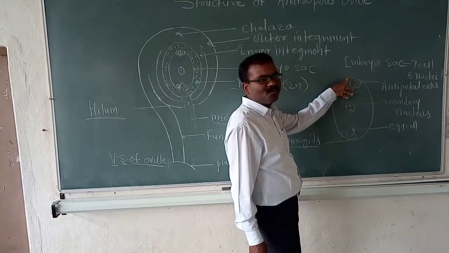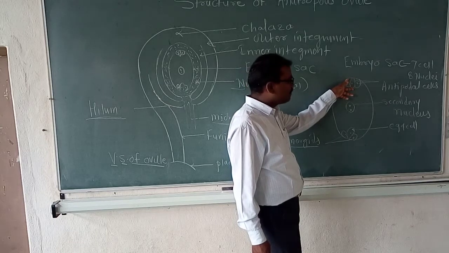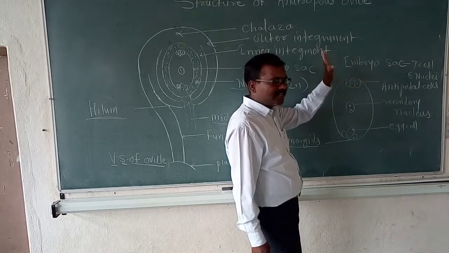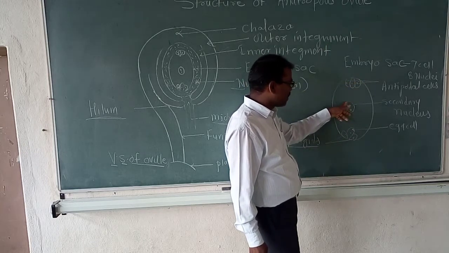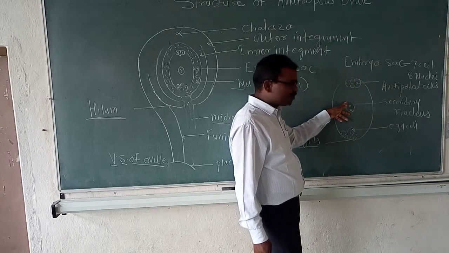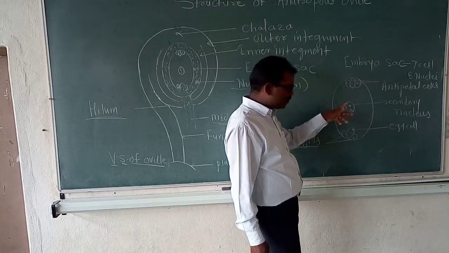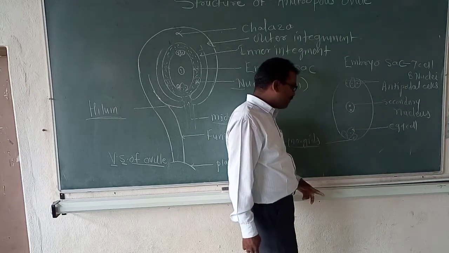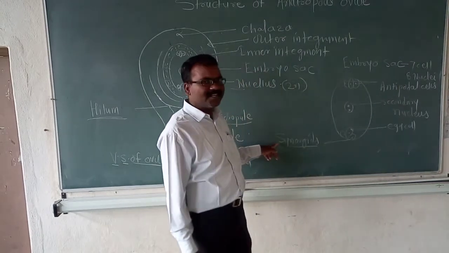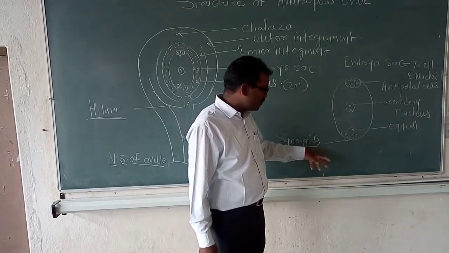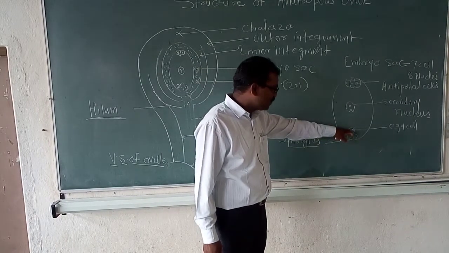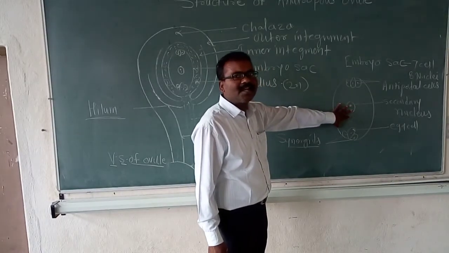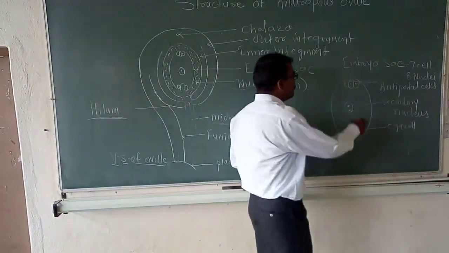What is the function of antipodal cells? After fertilization, or at a later mature stage, antipodal cells disintegrate. There is no function of antipodal cells. The function of the secondary nucleus is formation of endosperm. The function of the egg cell is to take part in fertilization and formation of the zygote. What is the function of synergid? Synergids guide the male gamete to fuse with the egg cell and secondary nucleus. This is the structure of the female gametophyte or embryo sac.